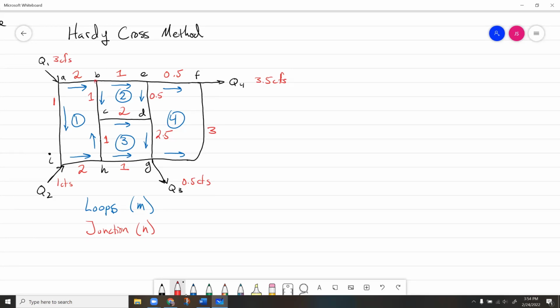All right, now we've got M loops. So we have 1, 2, 3, 4 loops, so M is equal to 4. And then let's see how many junctions we have: 1, 2, 3, 4, 5, 6, 7, 8, 9 junctions.